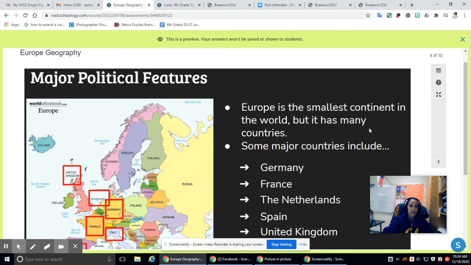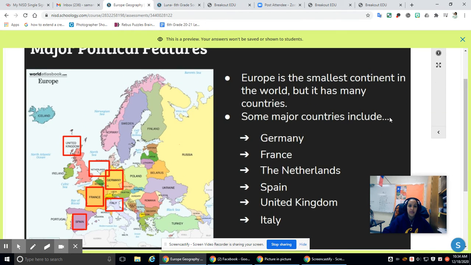So here are major political features. Europe is the smallest continent in the world, but it has many, many countries. And so here we have Spain, France, Italy. Italy should be the easiest one because it's shaped like a boot. If you look at the outline, there's the heel. So if you ever have a blank map, you should automatically be like, okay, there's a boot, that's Europe. And then we have Germany here, the Netherlands right here, and United Kingdom. Those are usually some big popular countries people go visit.